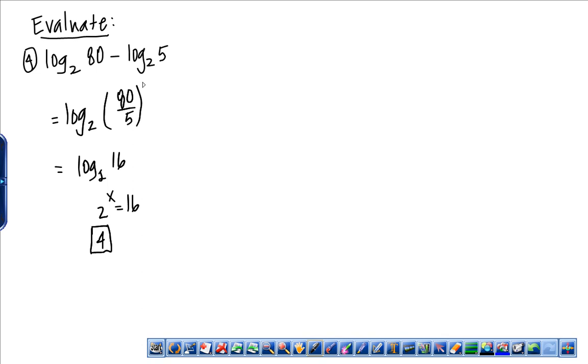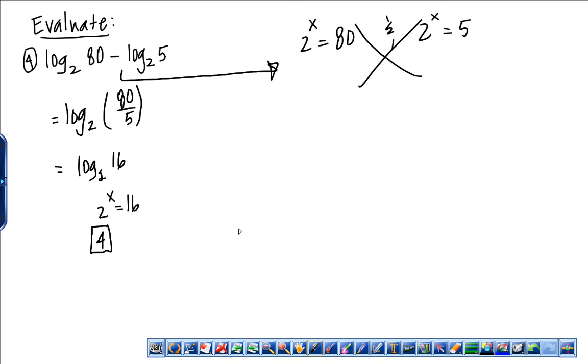Now, why did I not do that here? I could have said 2 to the what power gives me 80 and 2 to the what power gives me 5, and then I could have subtracted those two values. But do we know what 2 to the what power gives me 5? We don't know that. So I went ahead and used my rules to simplify because this wouldn't work. Okay?